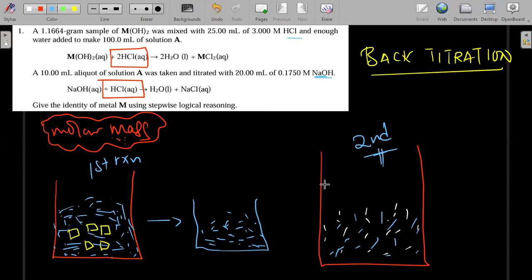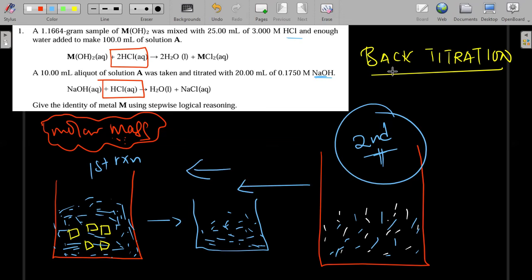So when making calculations for a back titration, you mostly start with the second reaction, and then from the second reaction, you're just going to be going backwards like that. No wonder it's called a back titration, to find whatever you want to find here. In this case, our aim is to find the molar mass of what?